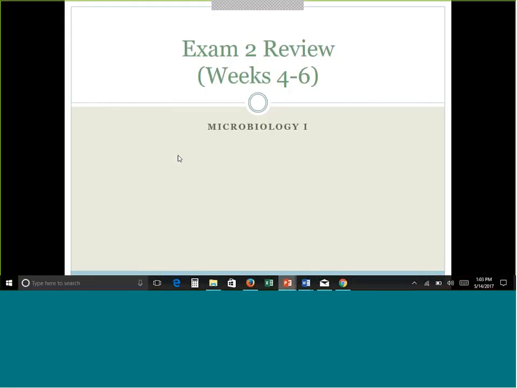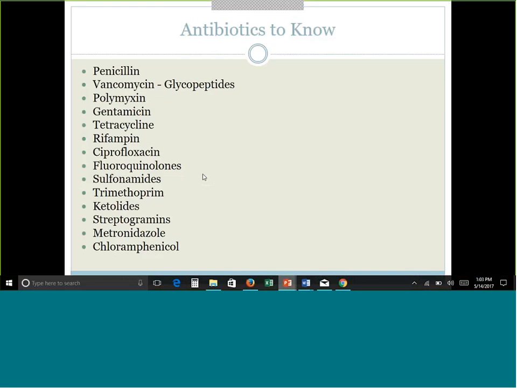So the exam itself is going to cover weeks 4 through 6. In week 4 was all about antibiotics. These are the list of antibiotics I do ask you to know for the exam, so they should be really similar to the ones you had to know for the quiz. Make sure that with these antibiotics you know the mode of action of each one. So basically, how do they target bacteria to kill them? Is it by cell wall synthesis, cell membrane, protein, DNA, folic acid, RNA? So know the mode of action for each one.